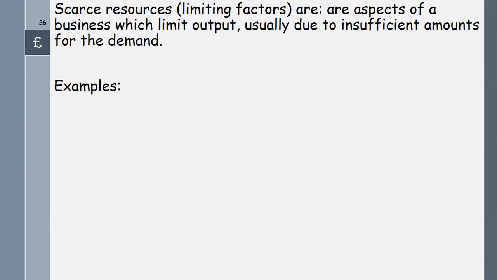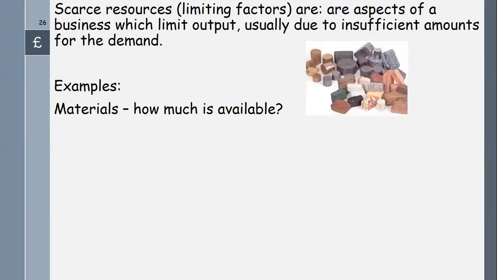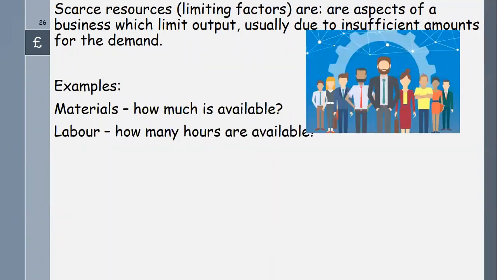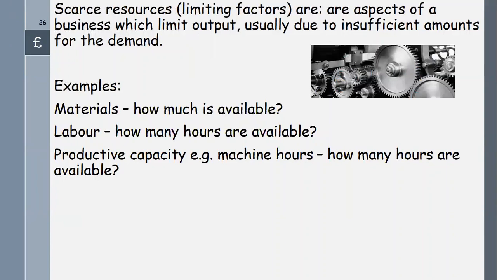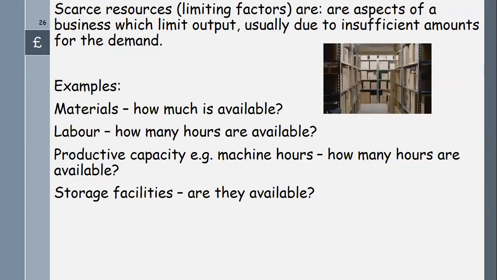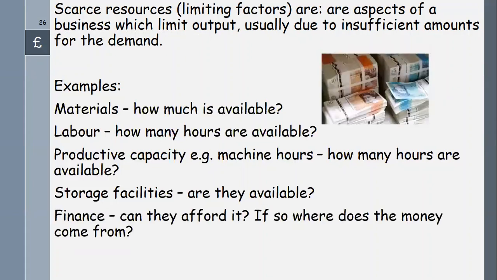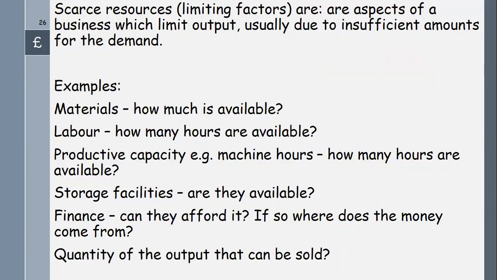Different examples of these kinds of resources: they could be materials, so we might have limited materials to produce our products. Labor, so the number of hours available. We might not have enough staff to produce all our products. Productive capacity, so that means our machines, for example, might only be able to work for so many hours. Storage, we might only be able to store so many products, so we have to decide which ones to prioritize. Finance, we might not be able to afford to produce all the ones we want to produce. And the quantity of the output that can be sold. We might not be able to sell all of our products.